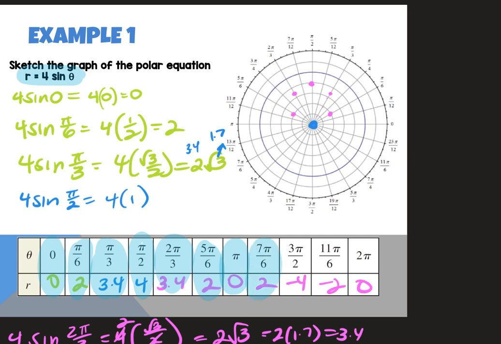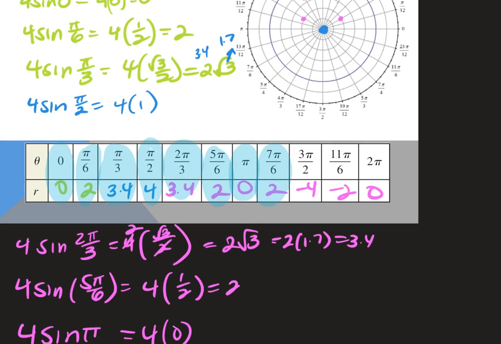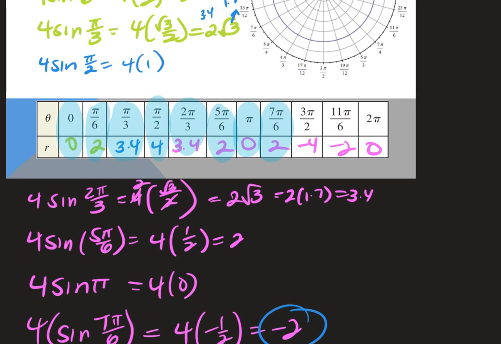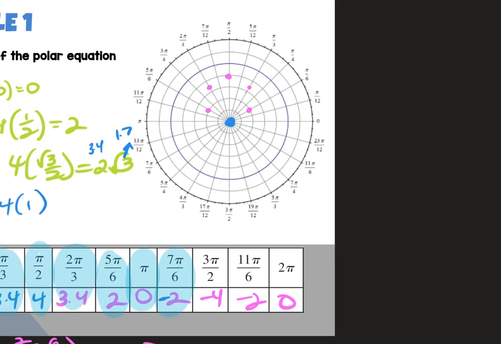At 7 pi over 6, this should have been a negative 2. Where did I write that? This is negative 2. Okay. 7 pi over 6 is negative 2. What happens when my r is negative?